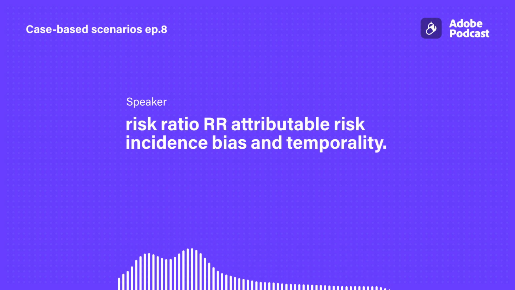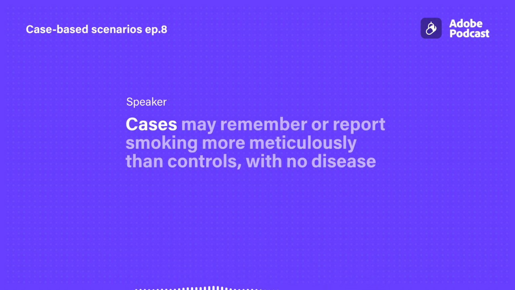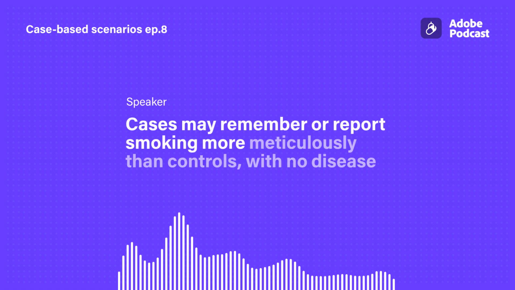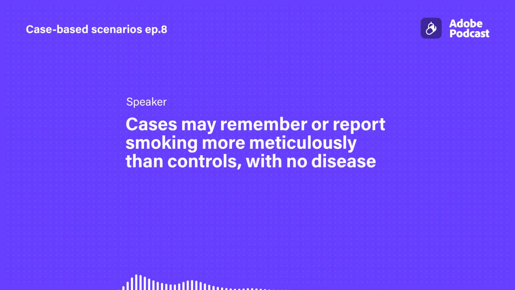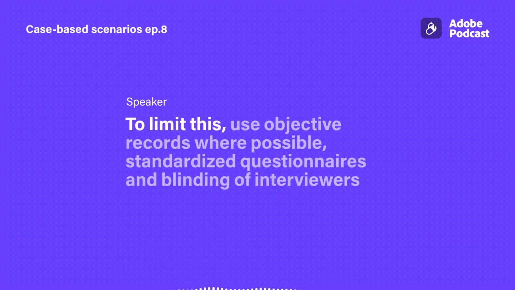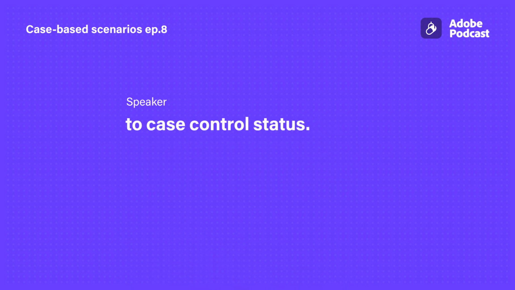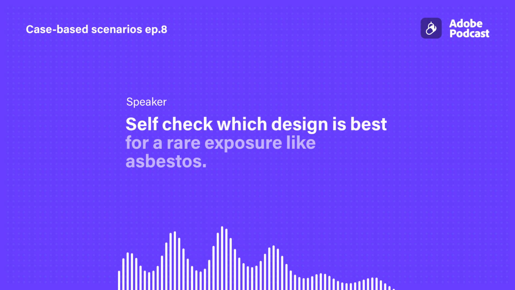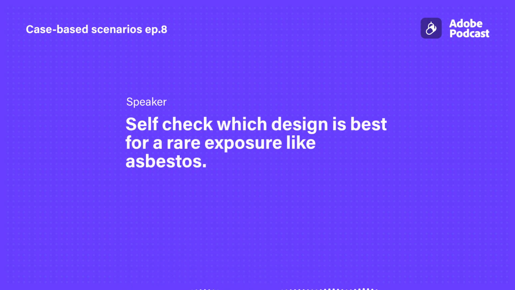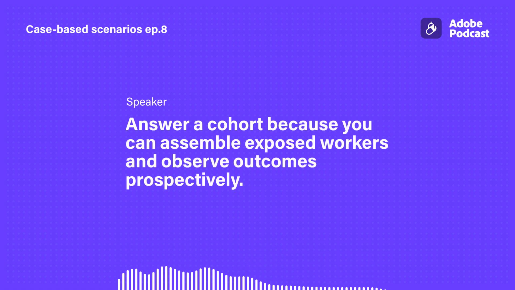Bias and temporality. In case control, there is vulnerability to recall bias. Cases may remember or report smoking more meticulously than controls with no disease, inflating the apparent exposure-disease association. To limit this, use objective records where possible, standardized questionnaires, and blinding of interviewers to case control status. Self-check: which design is best for a rare exposure like asbestos? Answer: a cohort, because you can assemble exposed workers and observe outcomes prospectively.